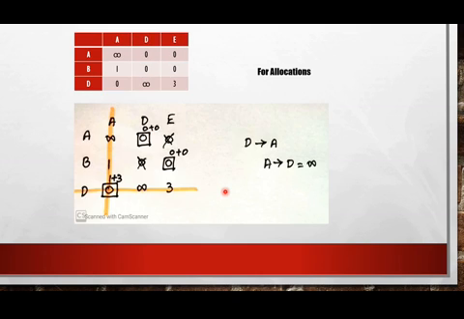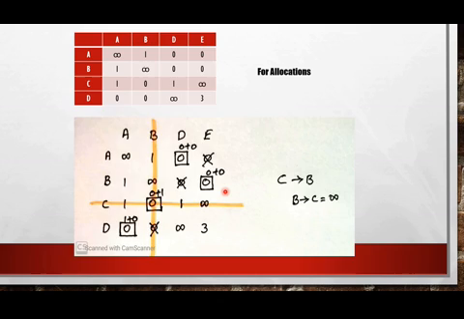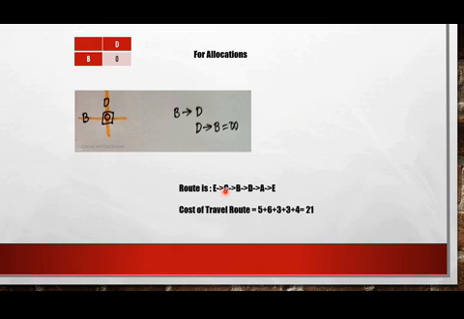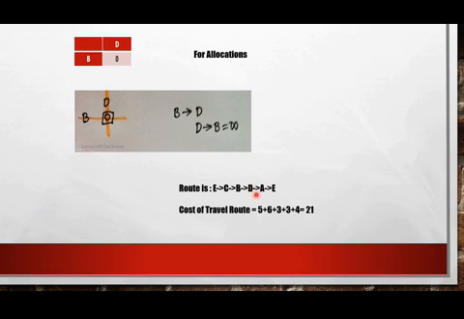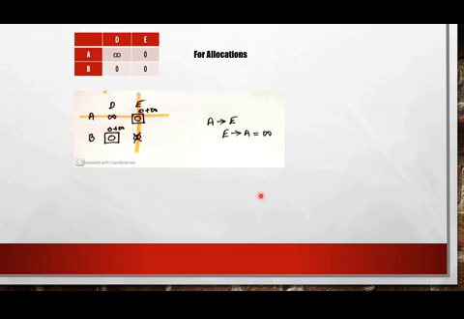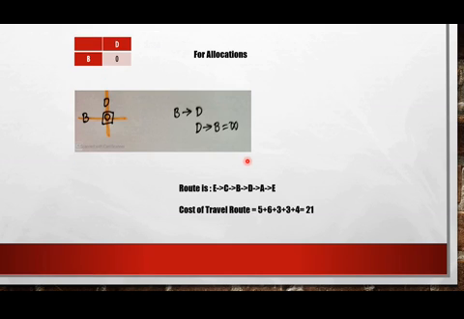Next, in the next step itself, I got C to B. So E to C, C to B. Now I have come to B. From B, I am traveling to D, B to D. From D, I am traveling to A. You see here, D to A. So from D to A. From A, I am traveling to E. So A to E. Look at the original matrix and copy down the values.